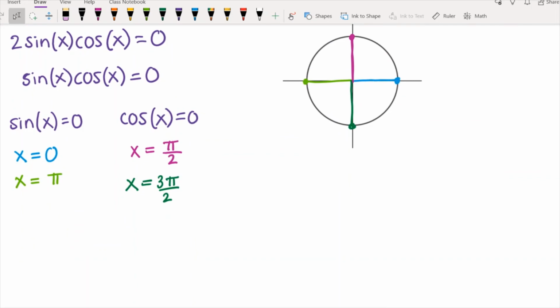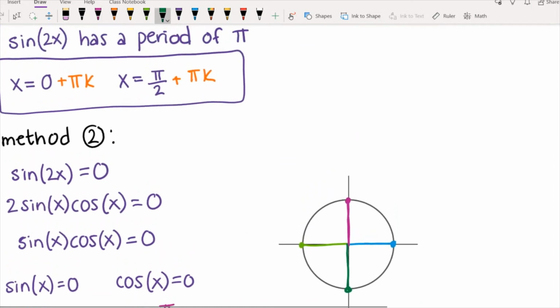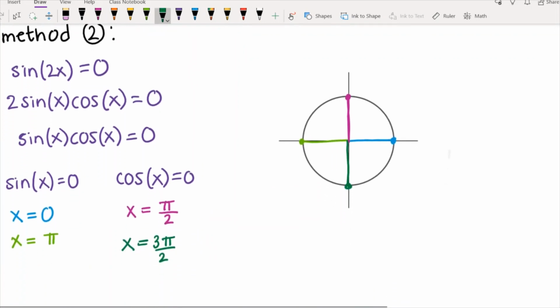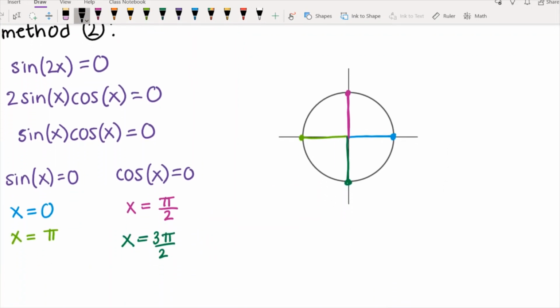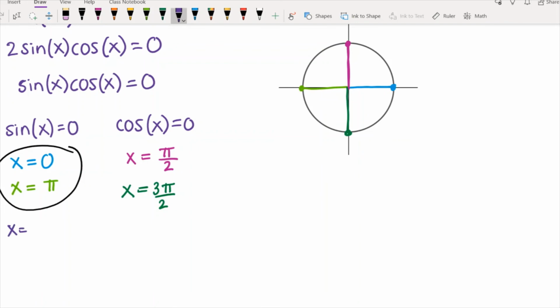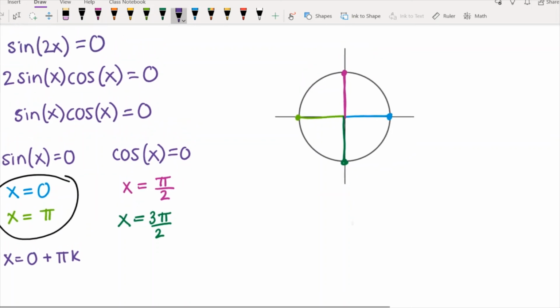But actually, the 4 answers that we found here can all be described by what's written up here. So 0 plus pi k means that you can have any multiple of pi. So you can have 0, pi, 2 pi, 3 pi, 4 pi, 5 pi. And so that already includes these 2 solutions here, right? These 2 solutions are described by x is equal to 0 plus pi k, which is just the same thing as saying pi k. And then what about these other 2 solutions?